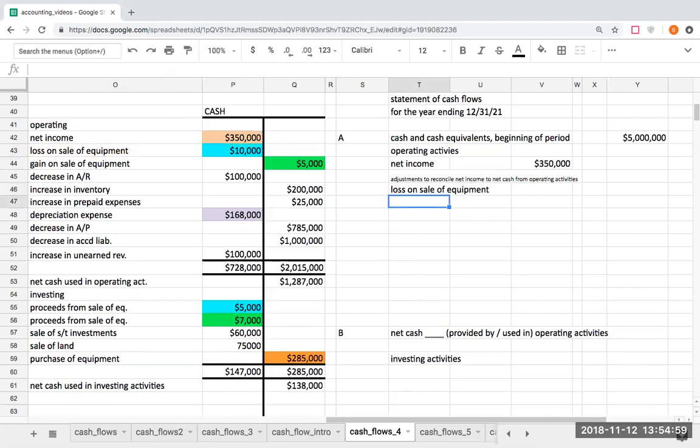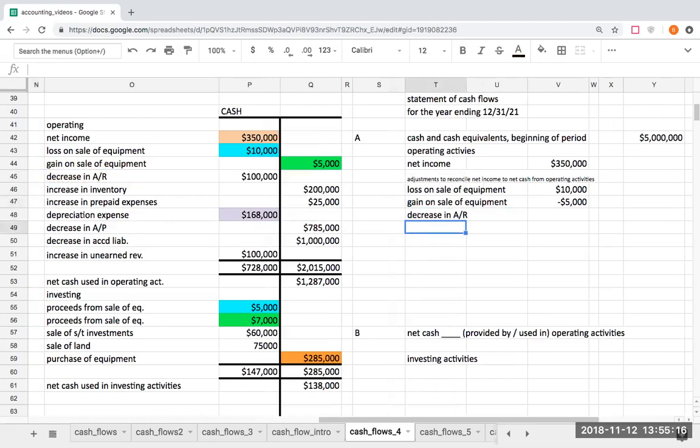If it's a credit to cash, I'm going to show it as a negative amount. So here I have loss on sale of equipment, and this is going to be simply $10,000. Here I had a gain on sale of equipment. This will be a negative $5,000 because it is a credit balance. I have a decrease in accounts receivable. This will be a positive amount. I had an increase in inventory.